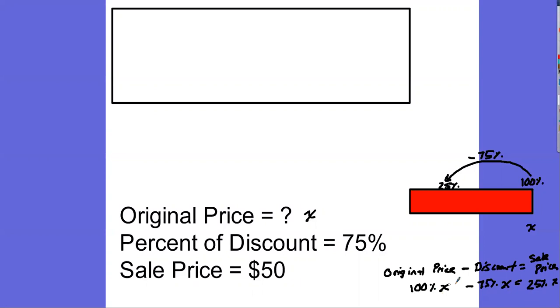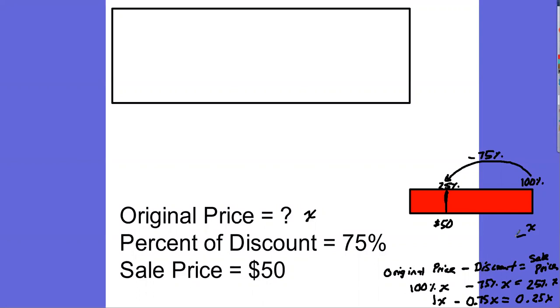And usually when you write equations like this, you don't write it in percent form, you write it in decimal form. So 100% is really one whole. So 1X minus 0.75X is equal to 0.25X, or 25% of X. And I know that my sell price is going to be $50.